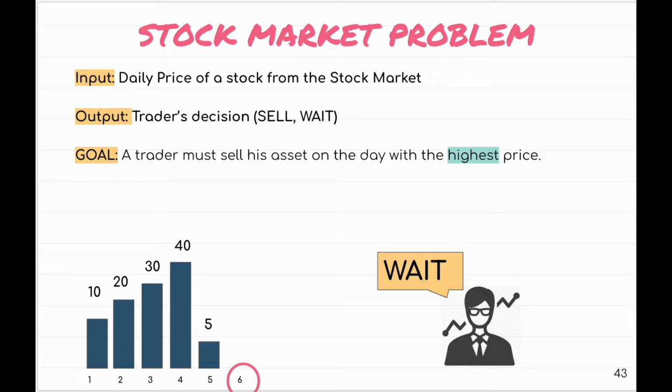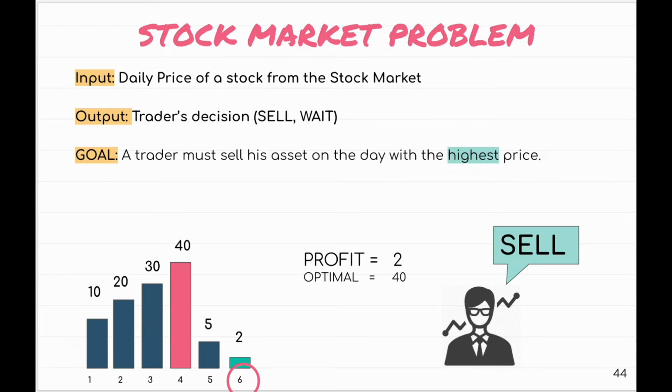However, for the fifth day, you receive the 5. Pero we're not sure, baka tumaas pa the next day. Okay. However, on the last day, since hindi natin alam yung price for the last day, naging 2 yung price, you're required to sell on the last day, which is 2. Okay, so the algorithm or the seller has a profit or has a score of 2, which is yung selling price on that day. However, the optimal solution should be 40.